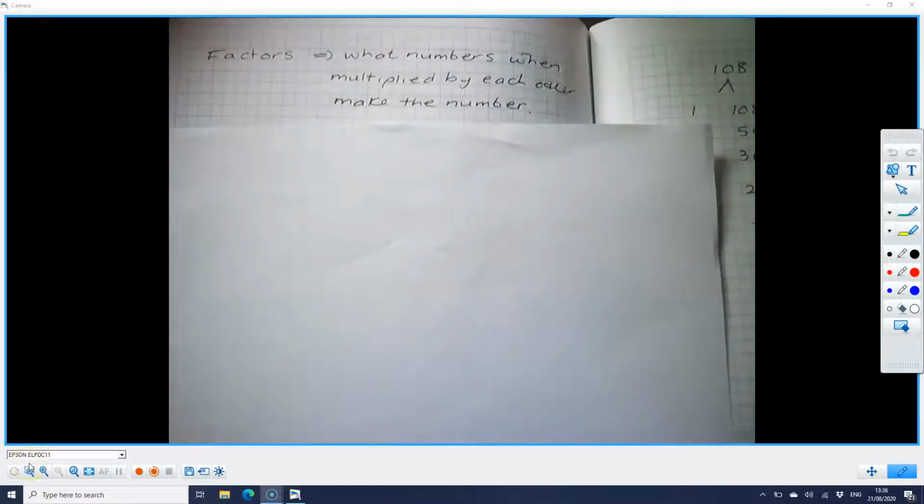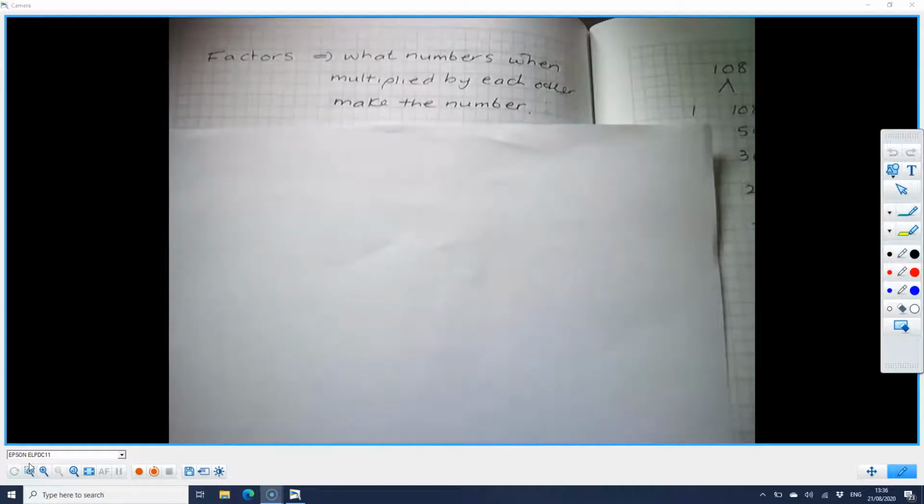Okay, the next little bit we're going to chat about is called factors. Factors are the numbers you multiply by each other to make a different number. So for example, 2 times 2 makes 4, so your 2s are the factors. Or 3 times 2 makes 6, so 3 and 2 are factors.